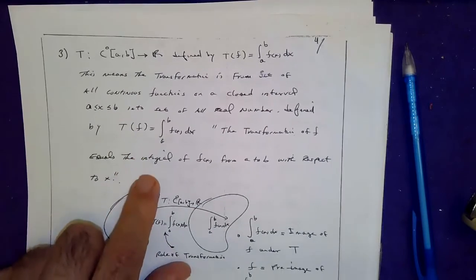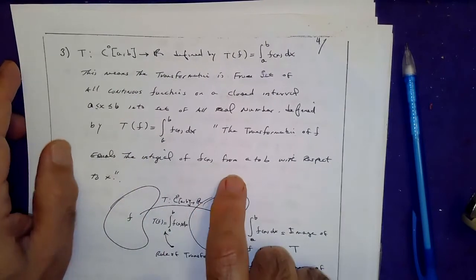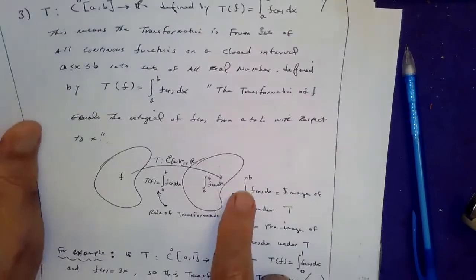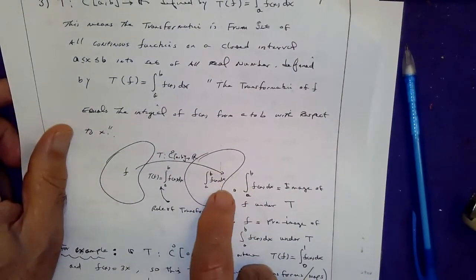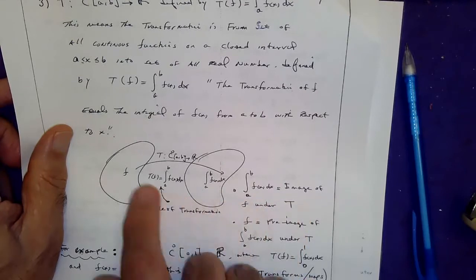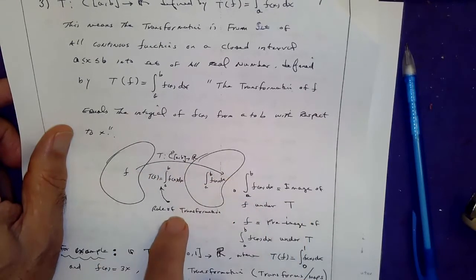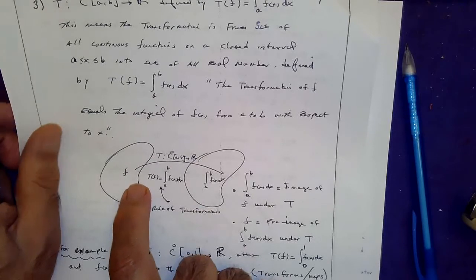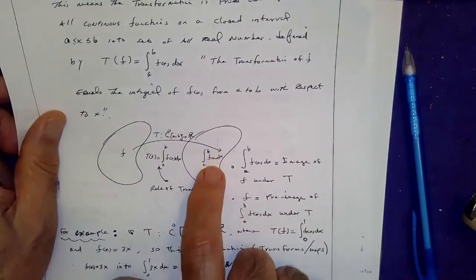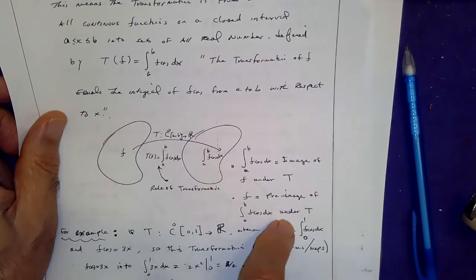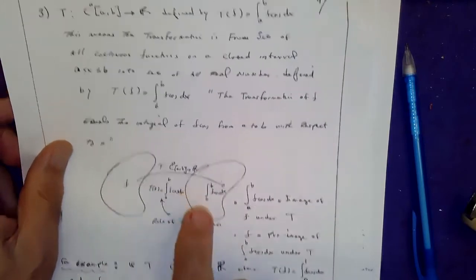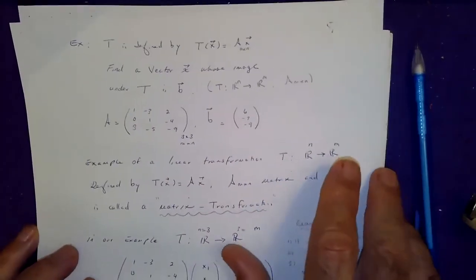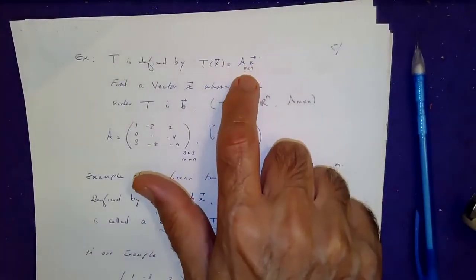So the transformation equals the integral of f of x from A to B with respect to x, and this definite integral is called the image of f under the transformation T. F is called the pre-image of this integral under T, and that's basically some examples of transformation. Sometimes the transformation involves a matrix.